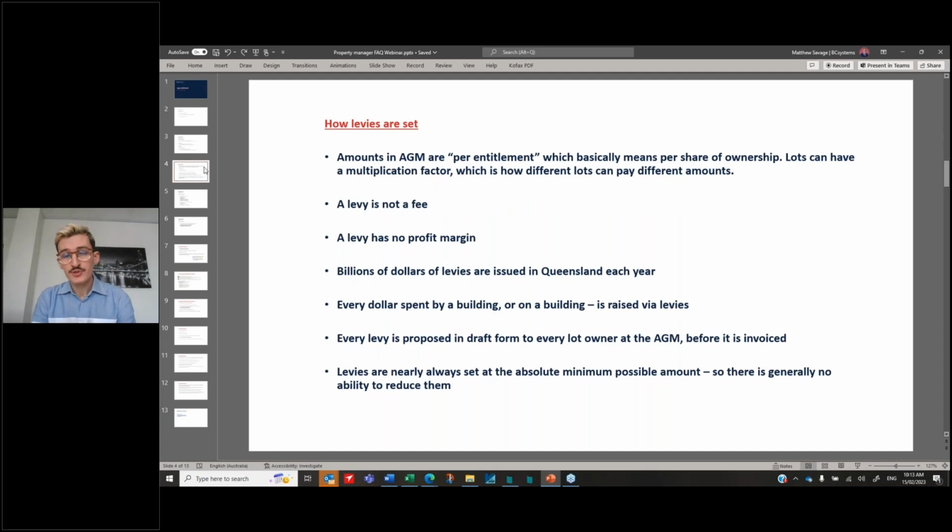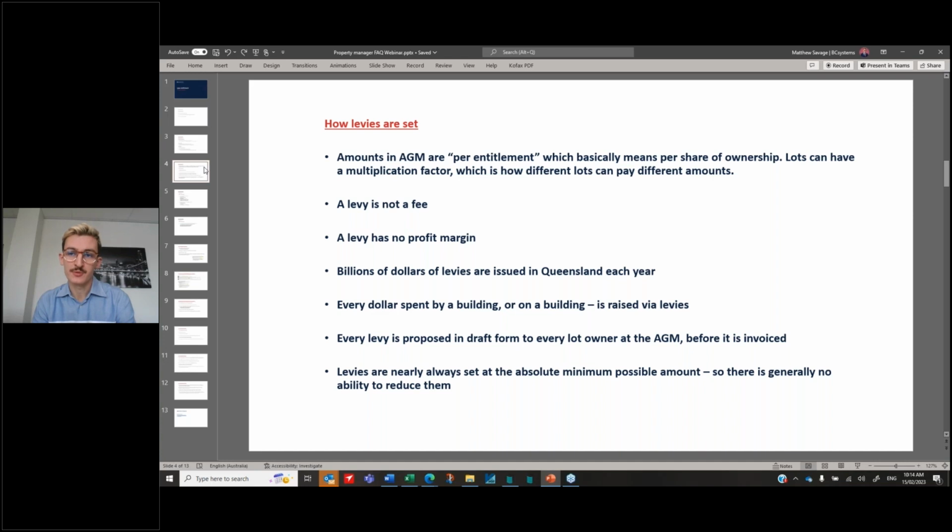Some principles and some, I guess, quick tips on levies. The amounts in the AGM notice are shown as per entitlements, which basically means per share of ownership in the building. Lots can have a multiplication factor, which is how different lots can pay different amounts. So you'll sometimes see buildings where the AGM will say, look, the levy is $1,000 per quarter, and that is actually what owners get. If it shows a big amount, it means owners are generally paying the same as each other, because each person would then have one entitlement. So it's $1,000 times 1 equals $1,000.